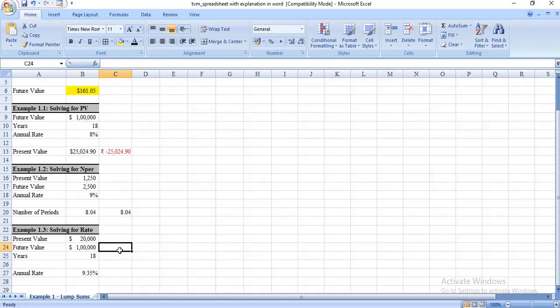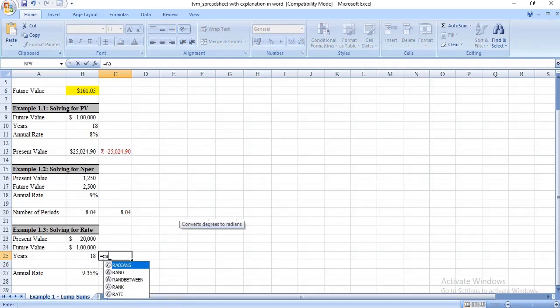You want to know how much rate of interest I am getting. If somebody says you give me $20,000, I will give you $1 lakh after 18 years. So you just want to check whether you are getting above the market interest rate, or below that, or equal to that. So you need to know what is the rate of return you are getting on that. So this is how you calculate, that is the rate.